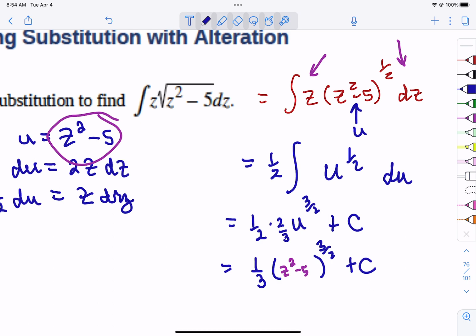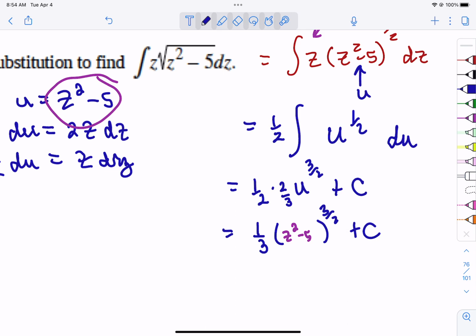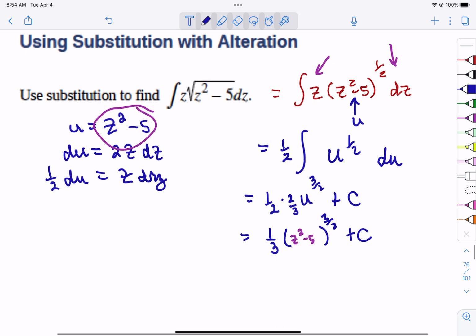Now, we can check. If I take the derivative of that, the 3/2 drops down in front, making it just 1 half. The stuff stays there. It would go down to the 1 half power, and then we multiply by 2z, and the 1 half and the 2z would cancel. So we could check our work. It does work. It is a perfect match. Okay. So that is that.